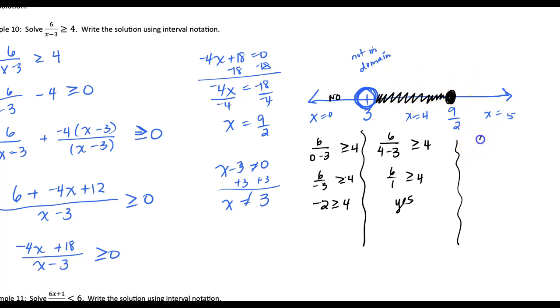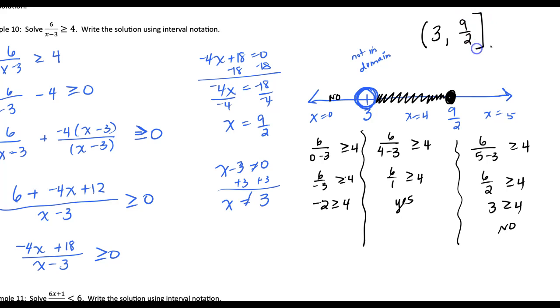So let me go ahead, and 6 over 5 minus 3 is greater than or equal to 4. So 6 over 2, 3 is greater than or equal to 4. That one's a no. So our final answer is going to be parenthesis on the 3 because it's not in our domain, and then all the way to 9 halves, but we're going to include the 9 halves because we were allowed the equal sign.